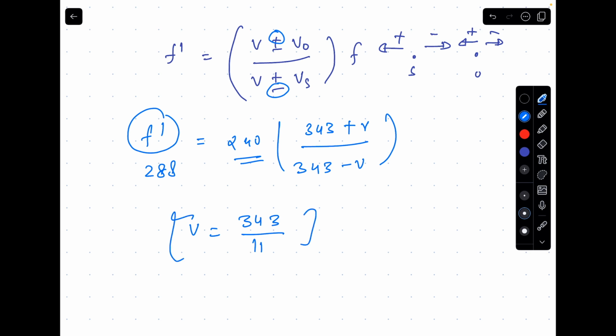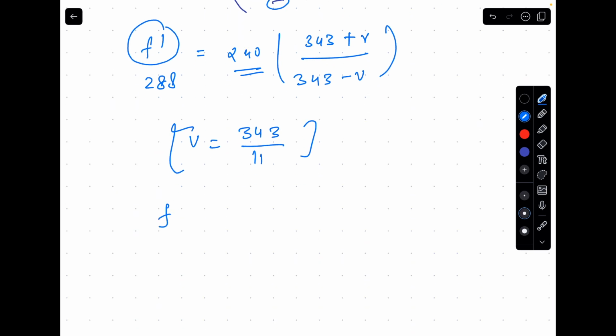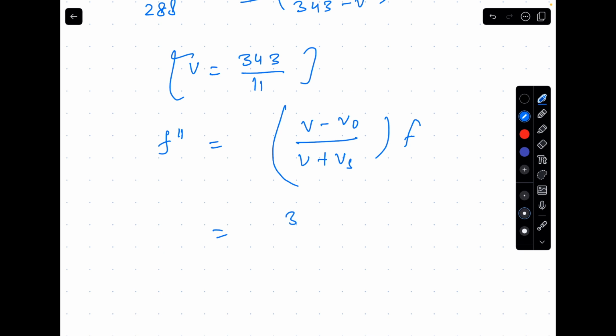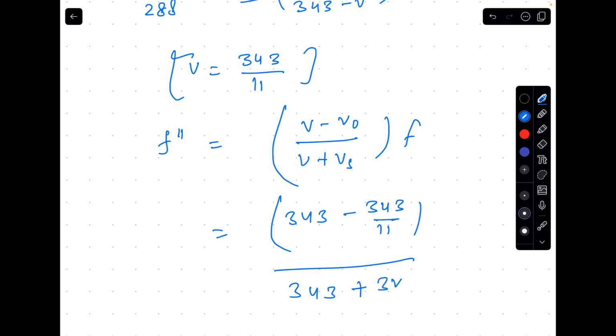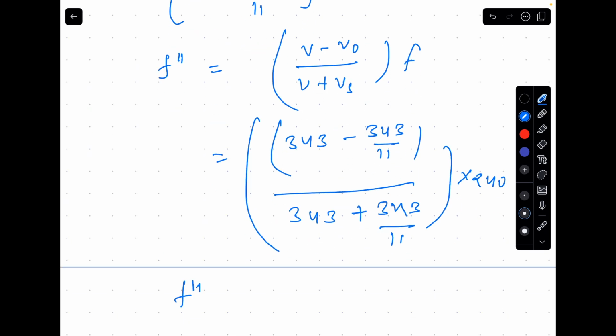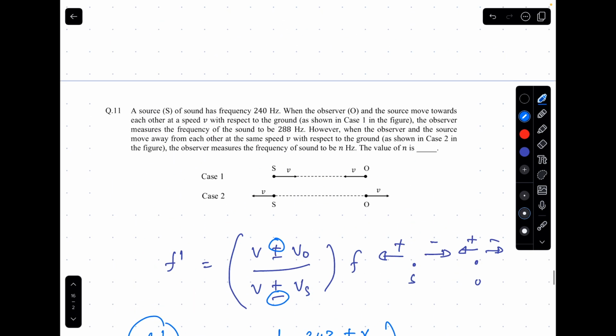Okay, now what is happening in the second case? They are reversing the velocity, so the signs will be reversed. So apparent frequency will be (V minus V observer) divided by (V plus V source) multiplied by F. So this is (343 minus 343 by 11) divided by (343 plus 343 by 11), multiplied by the original value 240. If we do the calculation, we will get the apparent frequency as 200 Hertz. That is the answer.